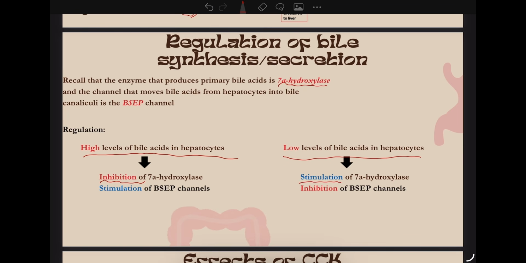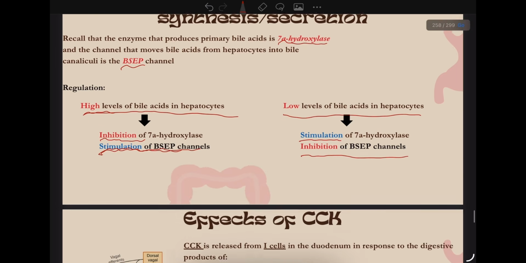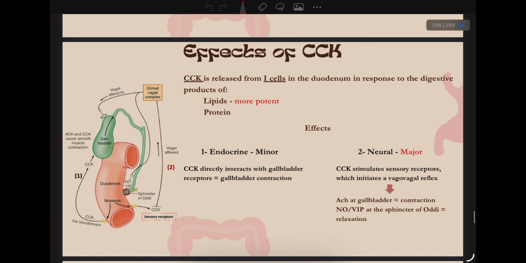Okay, what about this channel? Do you remember this channel? The one leaving the cell? So it's the one that's throwing bile into the bile canaliculi from the hepatocyte. It will be stimulated here because we have high amounts. So we don't want the hepatocytes to be overstimulated by this bile. We want to throw it away. So it will be stimulated. But if we have low levels, no, we don't want to lose this bile, so we will keep it. So it will be inhibited. Easy, very easy.